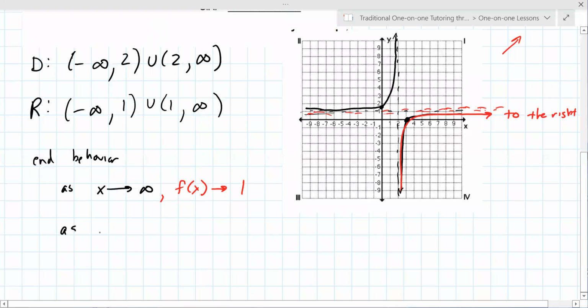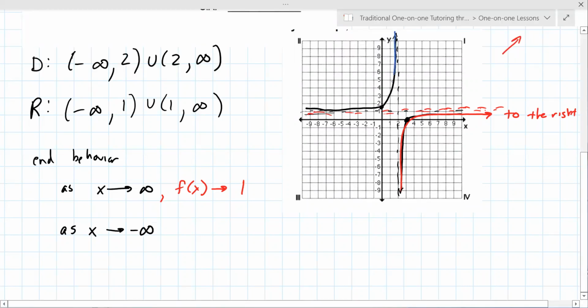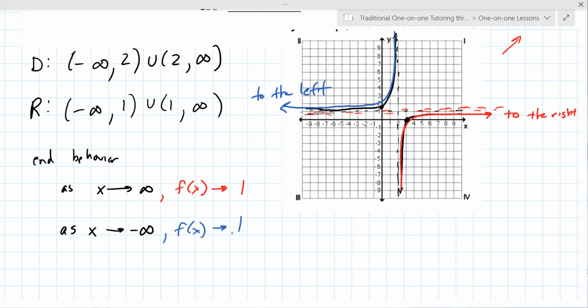And then we can also go the other direction as x goes to negative infinity. I'll do that in blue here. That literally means to the left. You're going to the left side here, and it also approaches 1. Now polynomials tend to go to infinity, but rationals do not. Is any of this unclear or confusing?